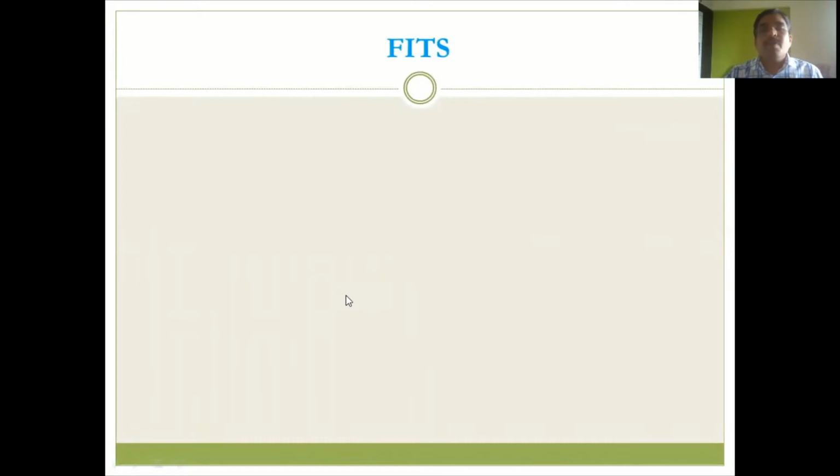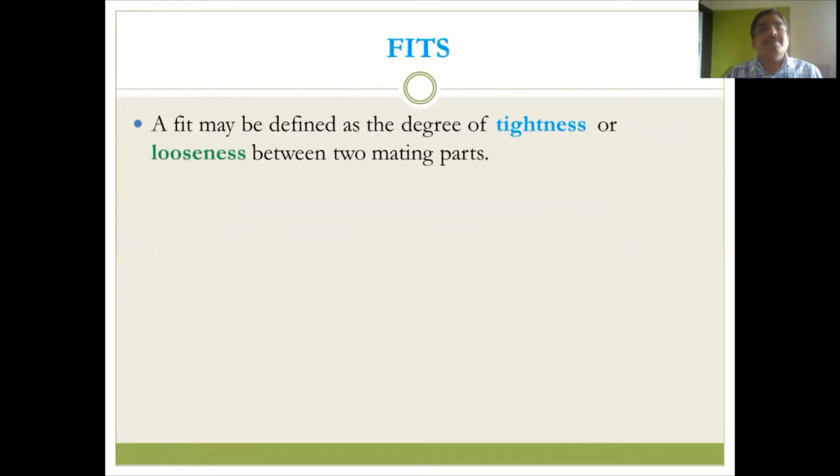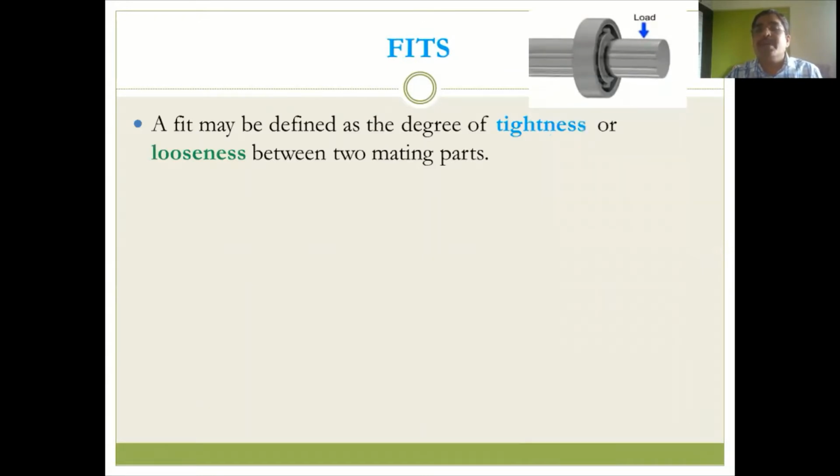Now, first point, we'll start with fits. A fit may be defined as a degree of tightness or looseness between two mating parts. I have shown here a shaft and a bearing, and this shaft is fixed inside that bearing very tightly, just like a joint. That is the meaning of tightness. You see the looseness here: the pulley is rotating, or this shaft is free to rotate, which is called looseness.